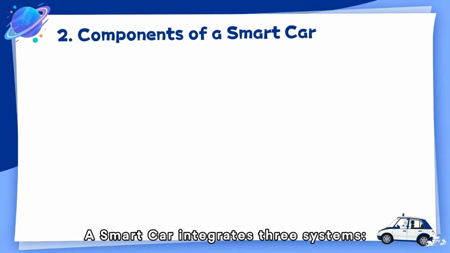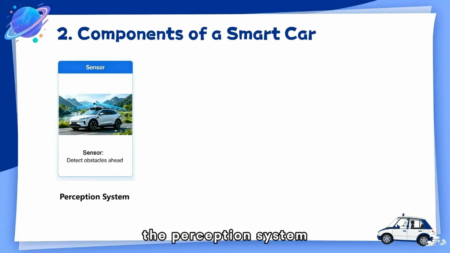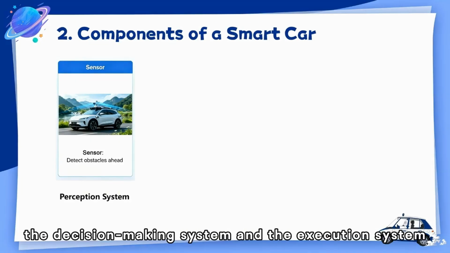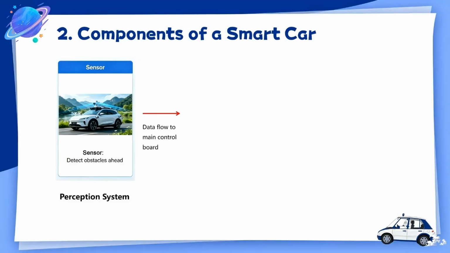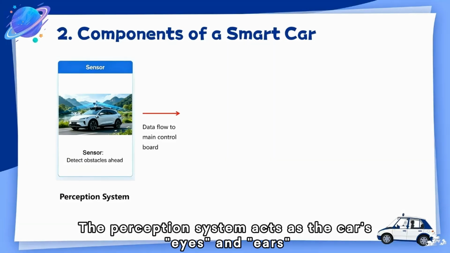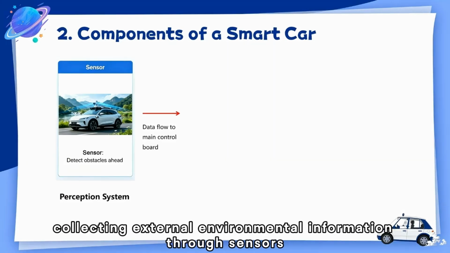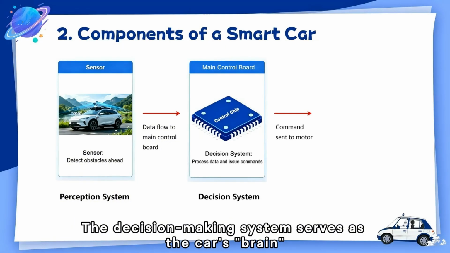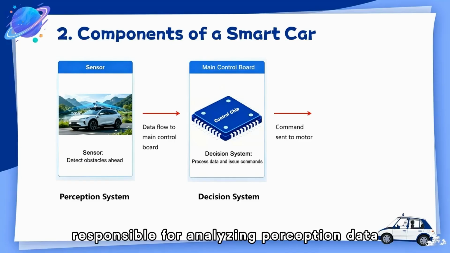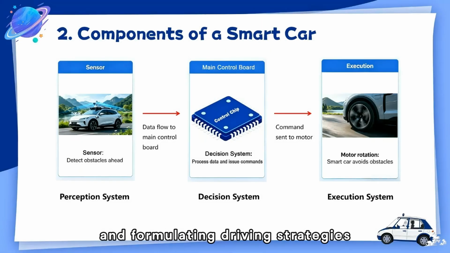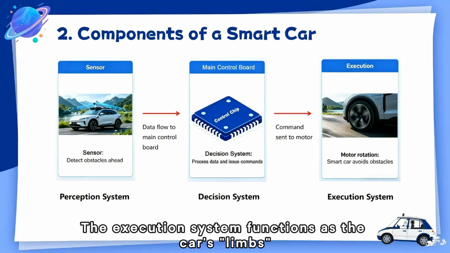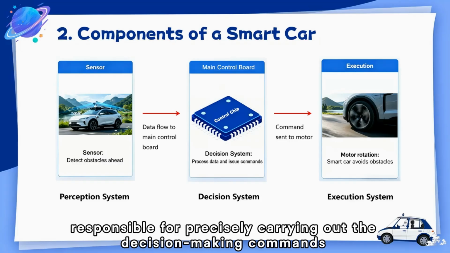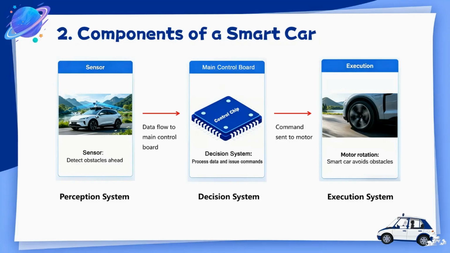A smart car integrates three systems: the perception system, the decision-making system, and the execution system. The perception system acts as the car's eyes and ears, collecting external environmental information through sensors. The decision-making system serves as the car's brain, responsible for analyzing perception data and formulating driving strategies. The execution system functions as the car's limbs, responsible for precisely carrying out the decision-making commands.